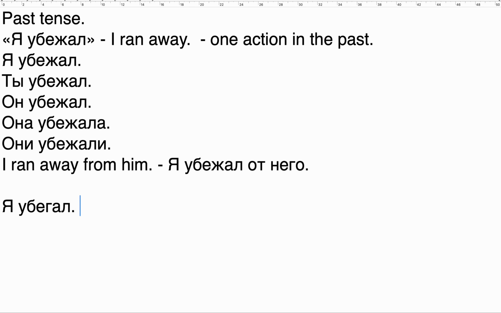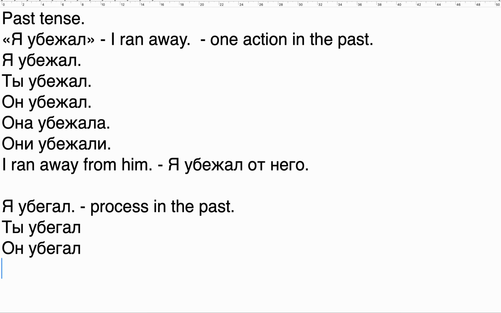But when we're talking about a process in the past, we use exactly this way: "я убегал" or "ты убегал, он убегал, она убегала", or "они убегали". For example, it was like a process in the past.